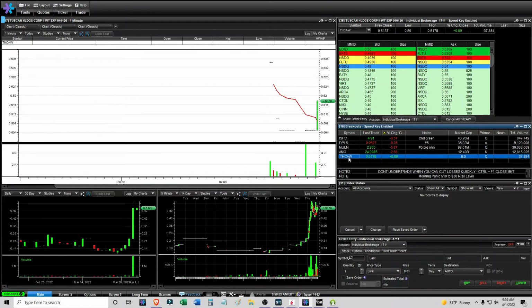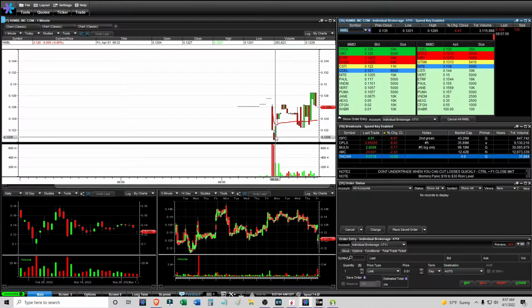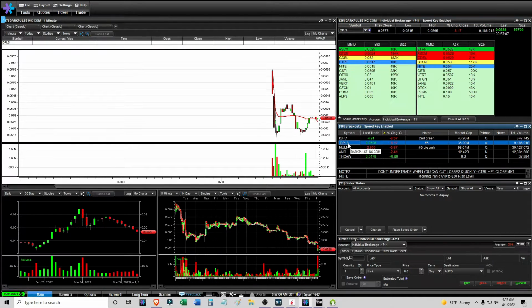I haven't been looking at AMC. I did have an interest in HMBL a little for a morning panic bounce play, but it just turned around really quickly, and I had to choose between trading maybe DPLS or HMBL, and I picked DPLS, so that's fine. I'll make an update to show what happens to this one later, but that was a morning panic bounce play, double bottom setup right here.